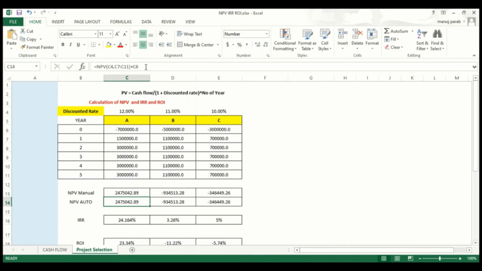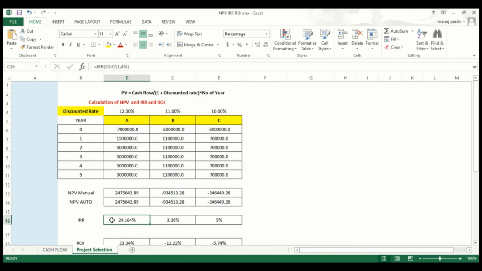What is the formula for the calculation of NPV? NPV is an inbuilt formula in Excel. You have to give the discount rate and the complete range excluding the minus value. We are giving only plus values in the formula, and outside the bracket we have put the investment, that is C6, right? This is how the formula works, and both values, manual and automatic, should match. In a similar way we have calculated for project B and project C.